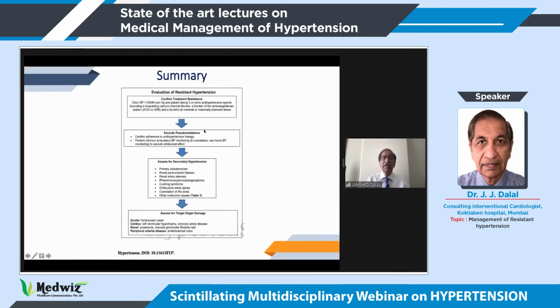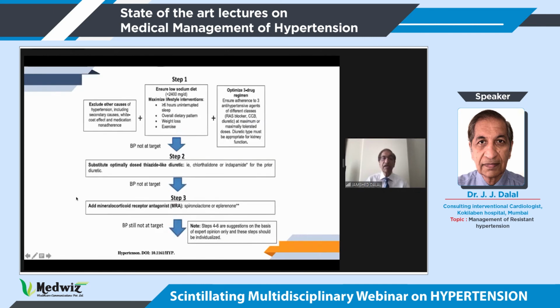So to quickly summarize, if you have a patient with resistant hypertension, first you confirm that this is really a treatment resistance and not other factors like pseudo-hypertension, etc. Once you rule that out and you know that it's a true hypertension, look for secondary causes, of which don't forget primary aldosteronism, Cushing syndrome, coarctation of the aorta, and pheochromocytoma. Then you assess for target organ damage and try and reduce the target organ damage.